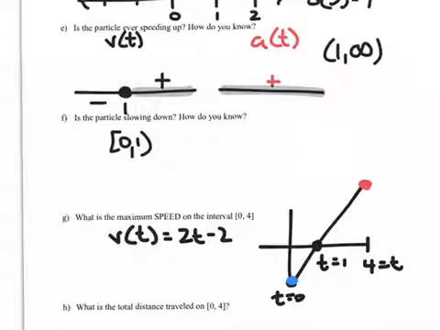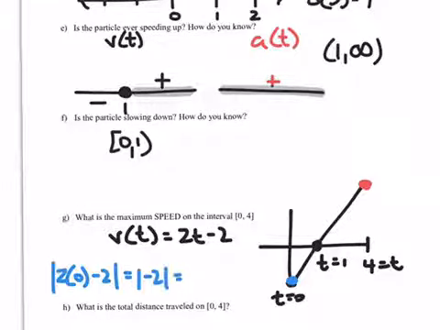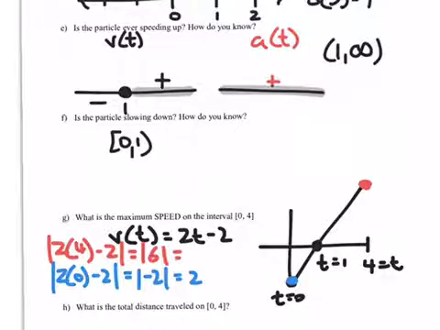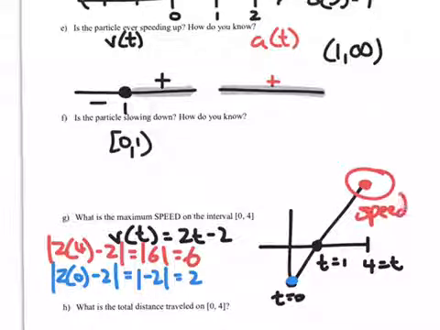So the speed would be the absolute value of the velocity at time t equals 0. So I'm going to plug a 0 in there. So 2 times 0 minus 2. Well, that'd be negative 2, absolute value of negative 2. Looks like the speed at that time is 2. I don't know units of measure, but that's what it is. Let's test the other point. That'd be 2 times 4 minus 2, which would be 8 minus 2, which is 6. Absolute value of that is 6. So the maximum speed would be at time t equals 4, and that speed would be 6.